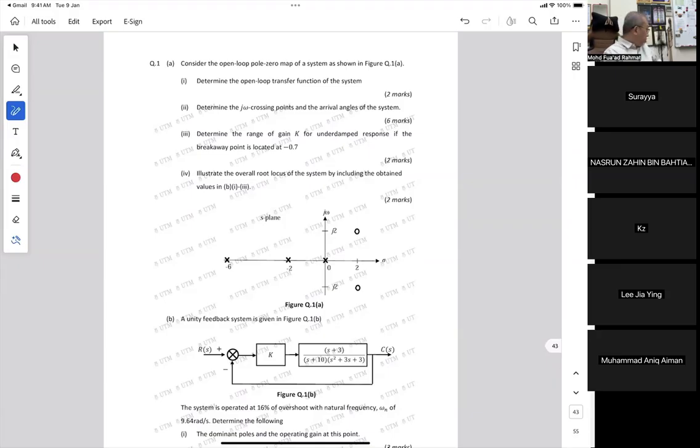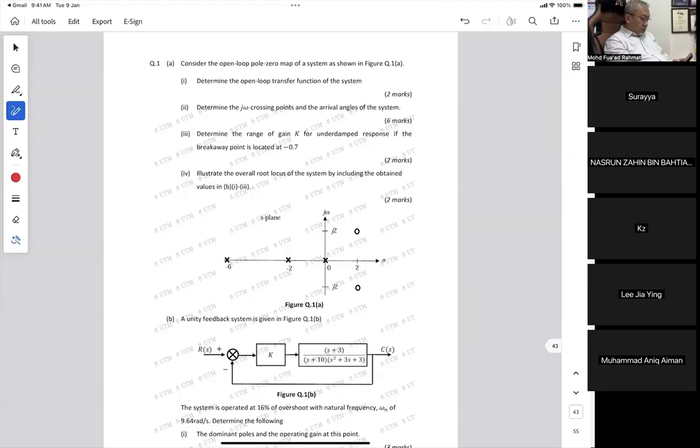Continue. B. Unity feedback system is given in figure Q1. The system operates at 16% of overshoot with a natural frequency omega n of 9.64 radian per second. Determine the following. 1. The dominant pole and the operating gain at this point.